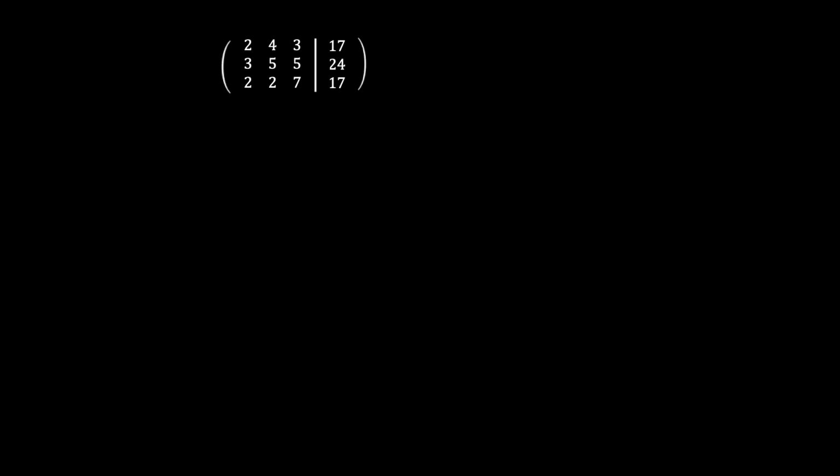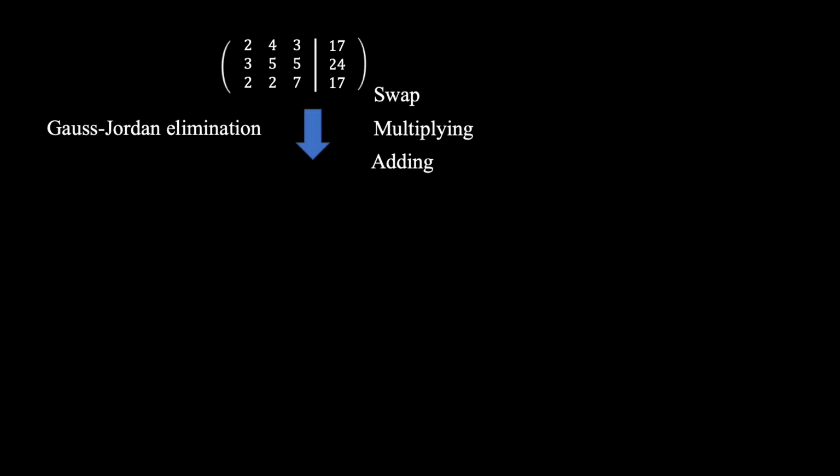There are three row operations that can be done to get the solution set. The operations can be simply concluded as swap, multiplying, and adding. Swap means interchanging two rows won't change the solution of the linear system.